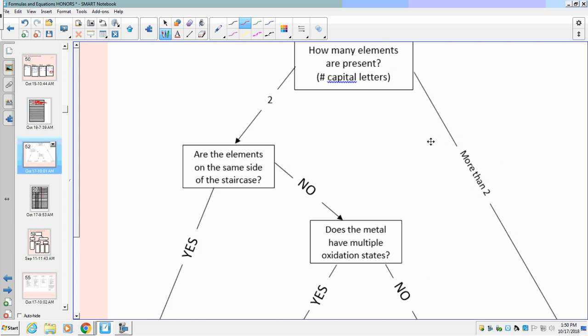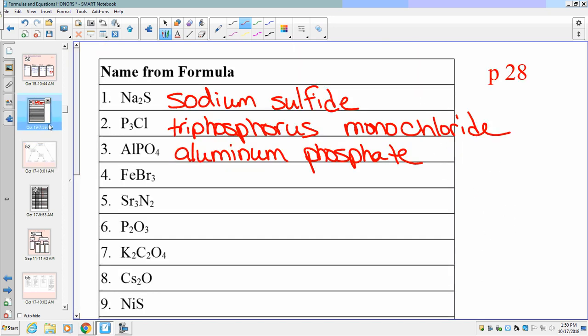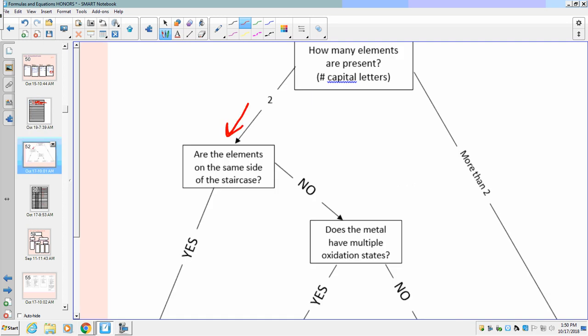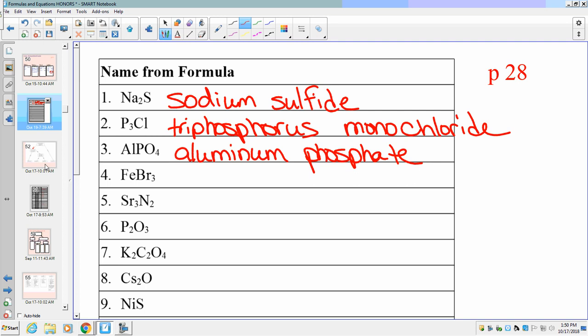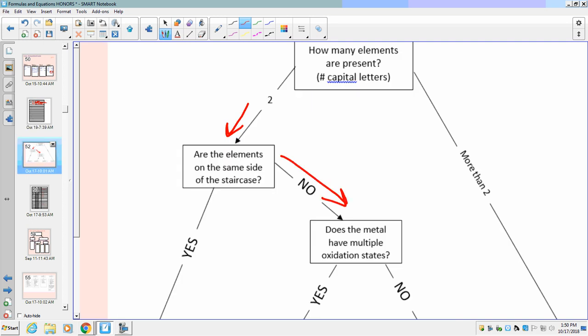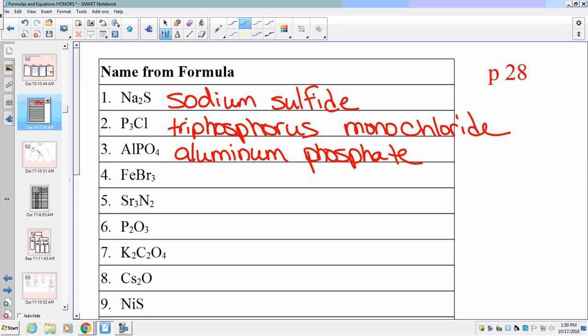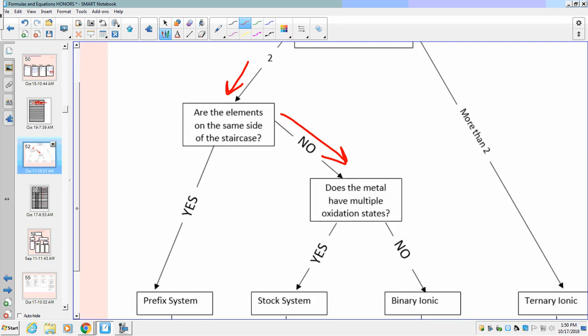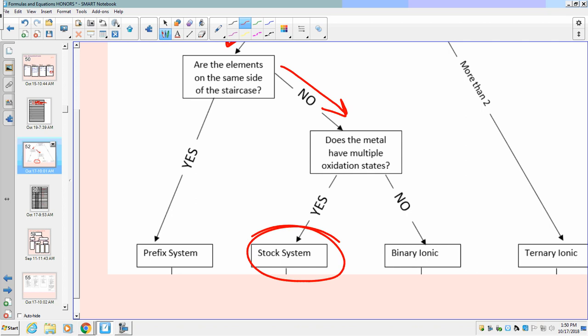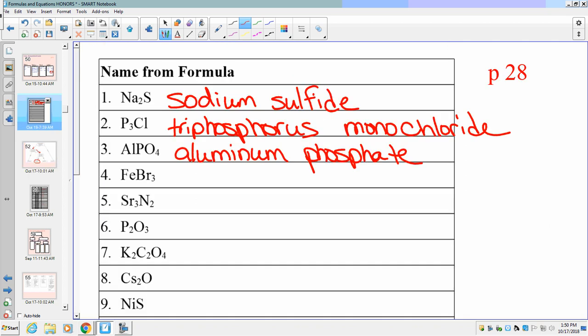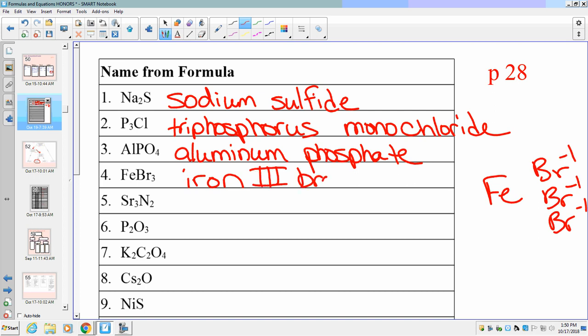In our next example, we've got FeBr3. So we have 2 capital letters, so we're going to go this way. Are they on the same side of the staircase? No, they are not. Do we have multiple oxidation states? Our metal does have multiple oxidation states. Since our metal has multiple oxidation states, we know we use the Stock system, which is when we use a Roman numeral. So this is going to be iron. We have to figure out what that Roman numeral is. We've got 1 iron, 3 bromines with it. Each bromine is -1. So this is iron(III) bromide.